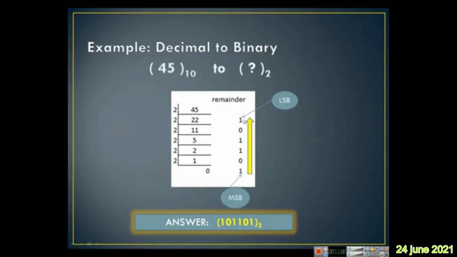2 2s are, remainder is 1, note down. Once again, 2 11s are, remainder is 0. 2 5s are, remainder is 1. 2 2s are, remainder is 1. 2 1s are, remainder is 0. Now if you get 2 0s are 0, remainder will be 1.